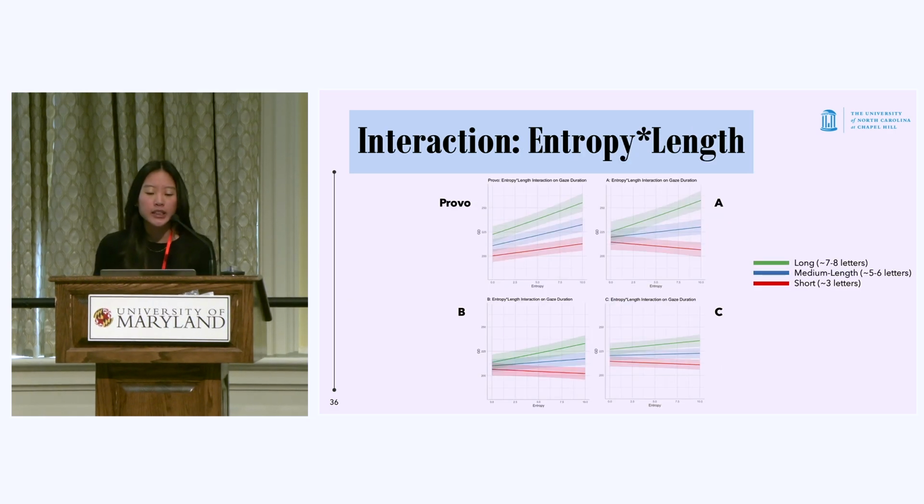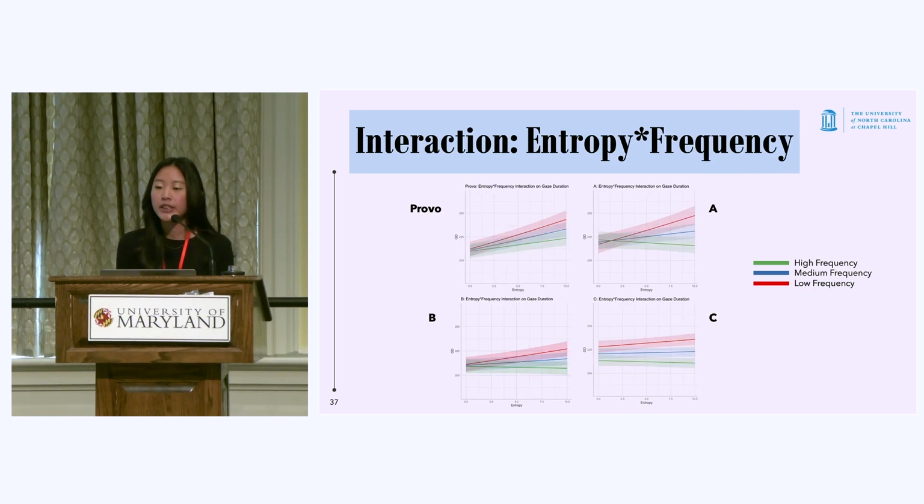To visualize these interactions, here we have entropy on the x-axis, ranging from low entropy on the left, which is going to be a constraining context, to very neutral context on the right. On the y-axis, we have gaze duration in milliseconds, and we have long words in green, medium in blue, and short in red. And we see a fanning out of this effect. So the length effect is getting larger as the context becomes more neutral or less contextually constraining. And that was as hypothesized.